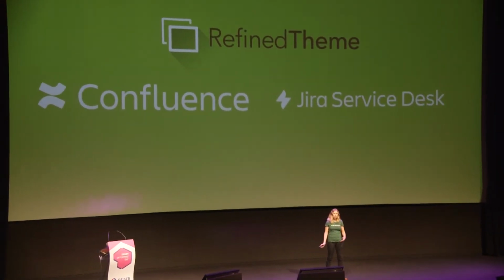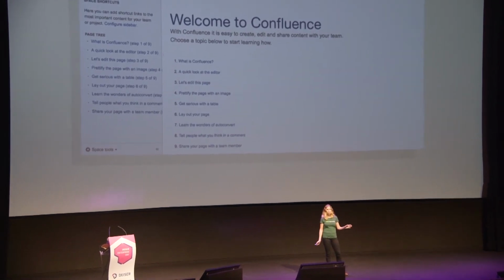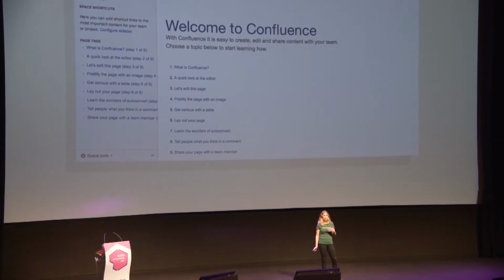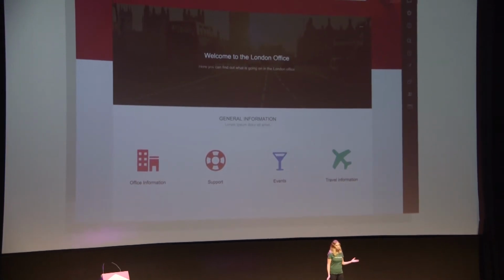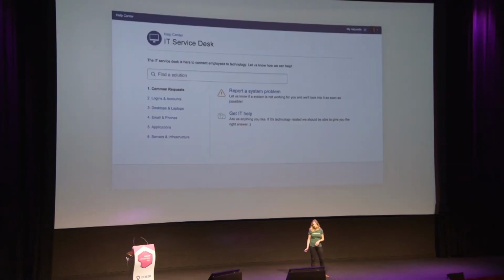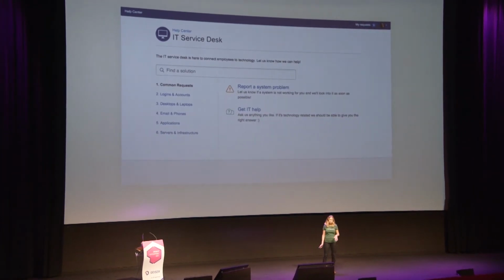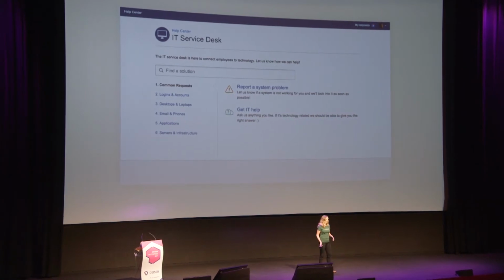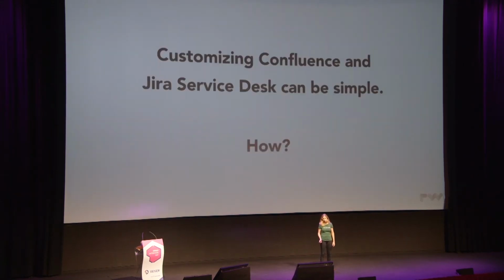If we look at Confluence, this is probably what most of you are familiar with. And essentially, we add theme, customization, and organization so that Confluence can look like this. In Jira Service Desk, this is probably what most of you are familiar with. Again, we add theming, customization, and organization, and your Jira Service Desk can look something like this.